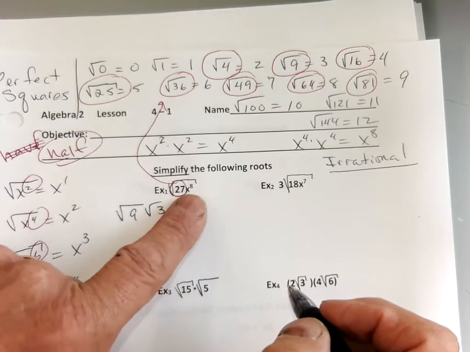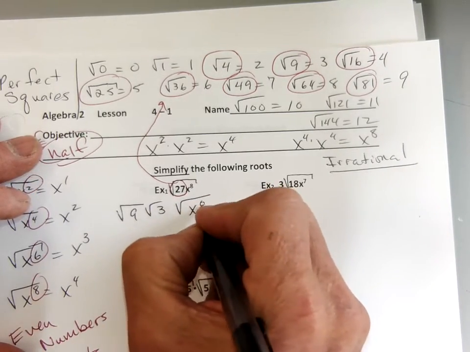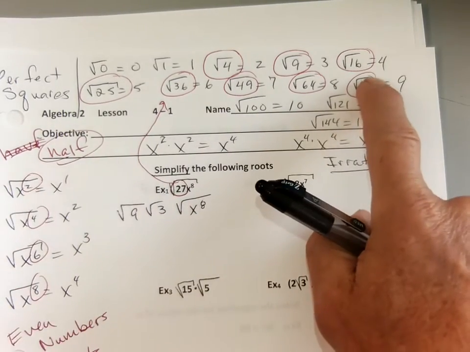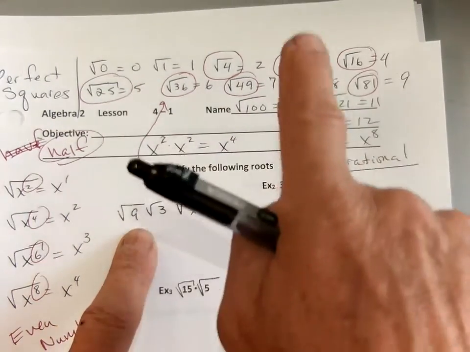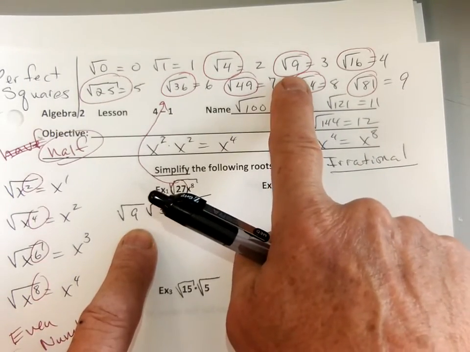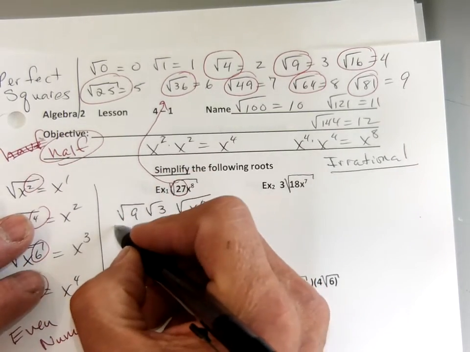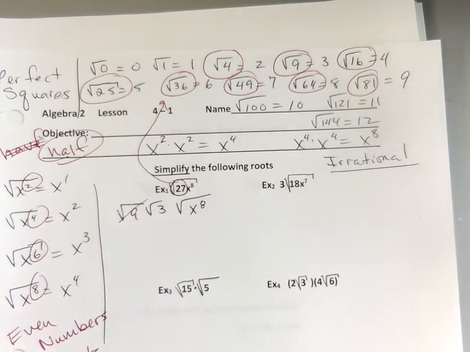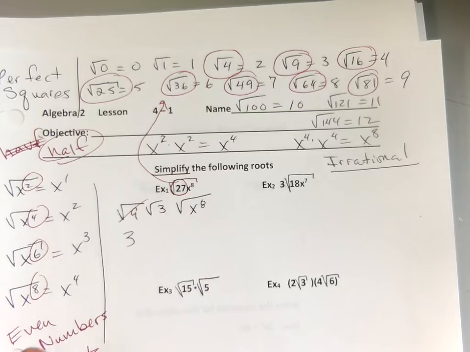And now I also have my x's. So I've got the square root of x to the 8th. Here's what we did. The square root of 27 is not a perfect square. I want to find a perfect square. So I look at all these multiples and I find a perfect square. That's a perfect square. Now I'm going to reduce this square root. I'm going to take the square root of 9, which I know is 3. Just plain old 3. I'm going to take half of this exponent. We talked about taking half of this.